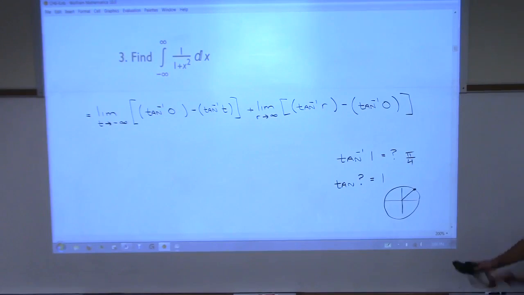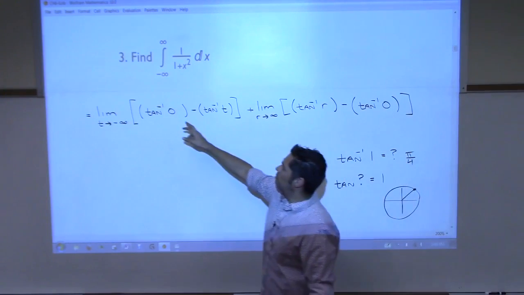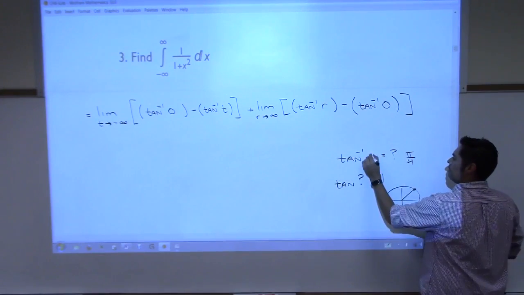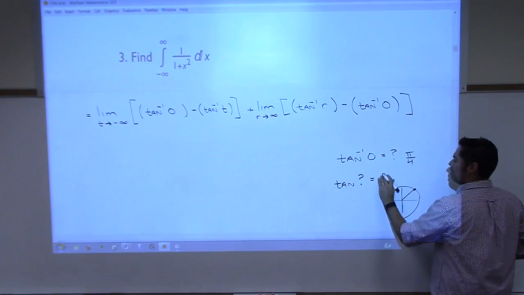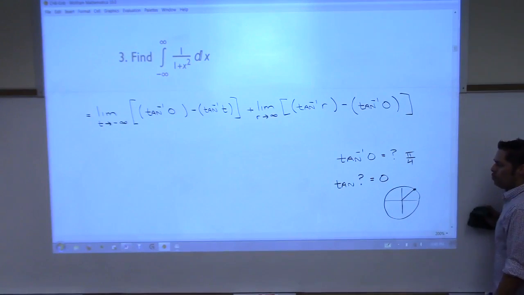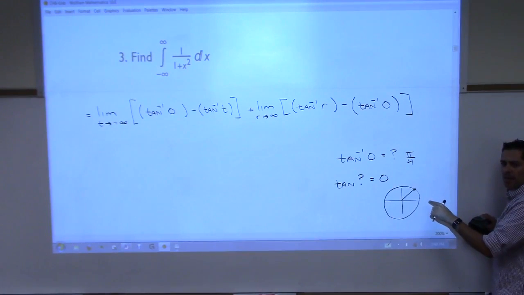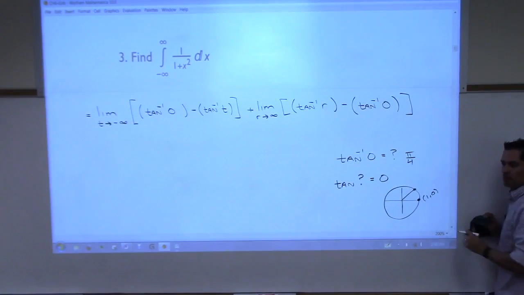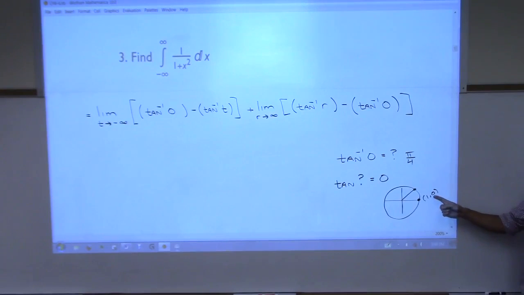All right. So let's do these arctans of 0. What is arctan of 0? So that means tangent of what angle is 0? So where is your y divided by your x 0? Right here. That's the 0, 1, right? So if you go y divided by x, 0 divided by 1, you get 0.